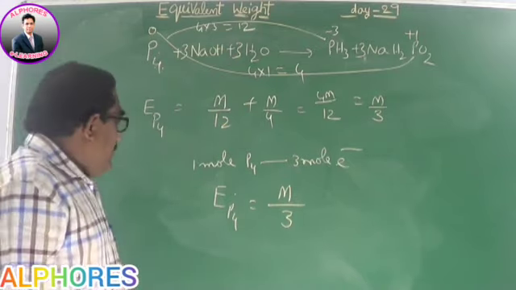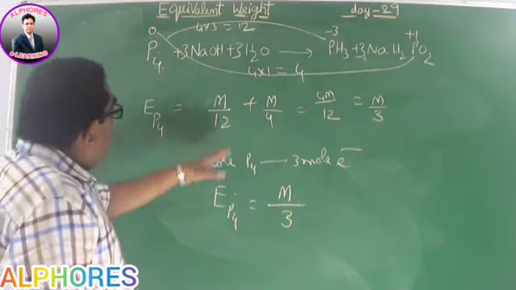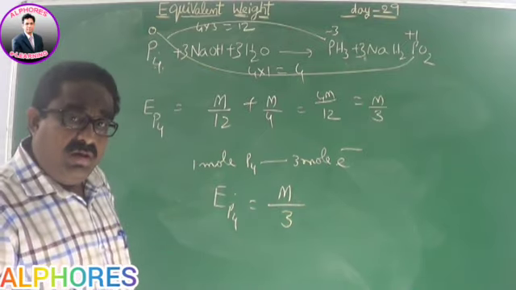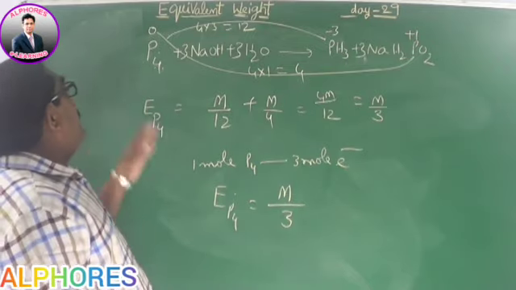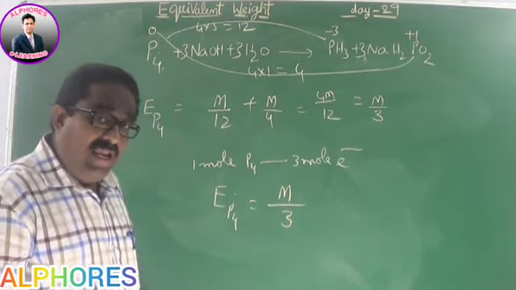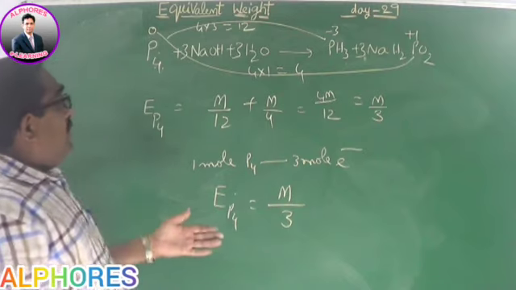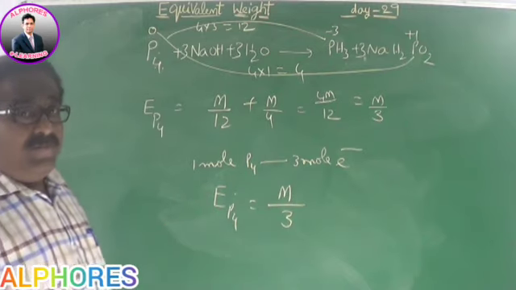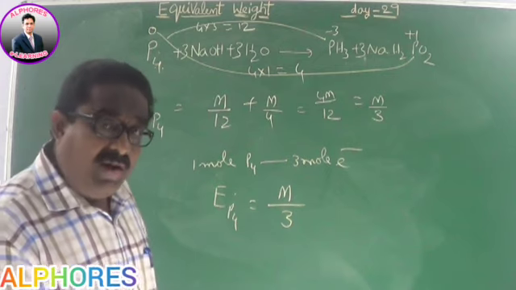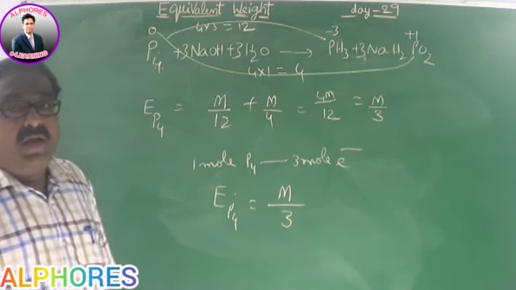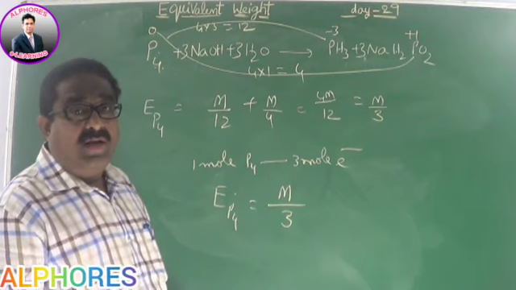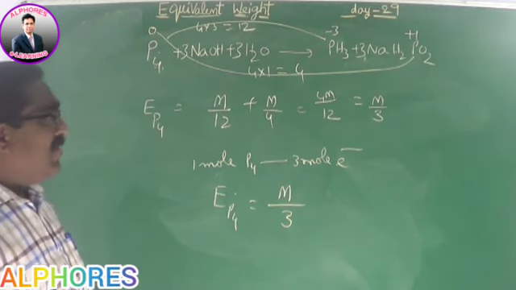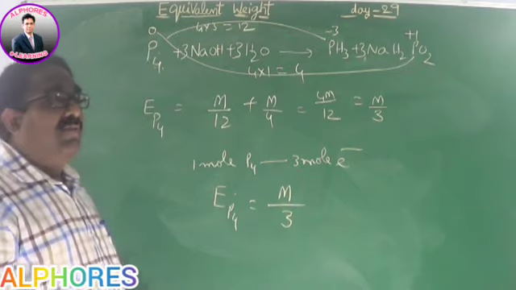Any one of these two ways you can use to calculate the equivalent mass of the phosphorus molecule here. So this is how to calculate the equivalent mass of an element which is undergoing disproportionation, that is both oxidation as well as reduction. Very important as far as that level is concerned.